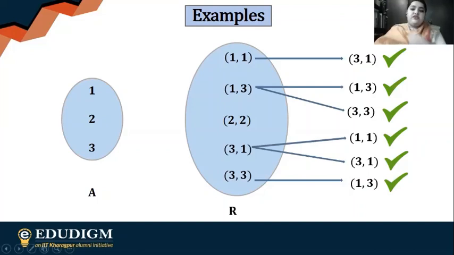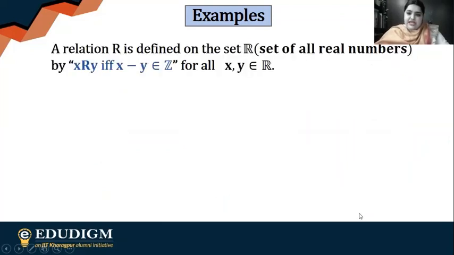So this is something you need to understand. For each and every equivalence relation, we check all these things. Now that you have already seen an example in the roster form, I'm going to go ahead and show you an example in the set-builder form.